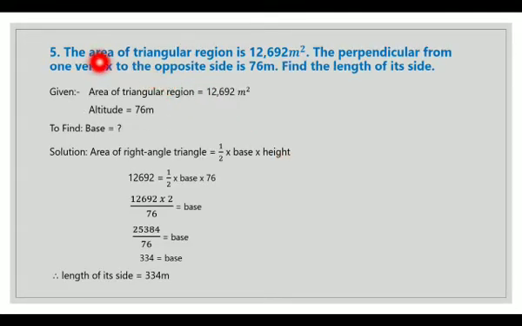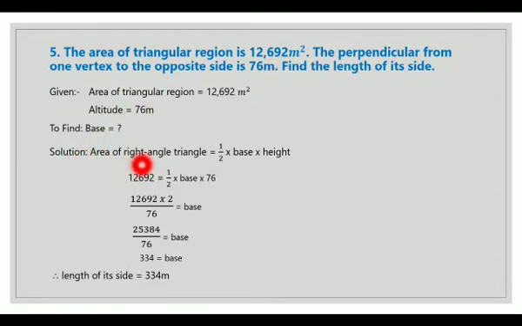The next sum: the area of a triangular region is 12,692 square meter. The perpendicular drawn from one vertex to the opposite side is 76 meter. Find the length of its side. So we are given the area of triangular region equals 12,692 square meter. Altitude is 76 meter. We need to find the base.